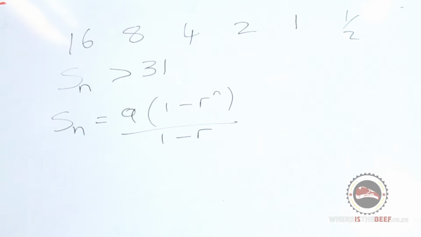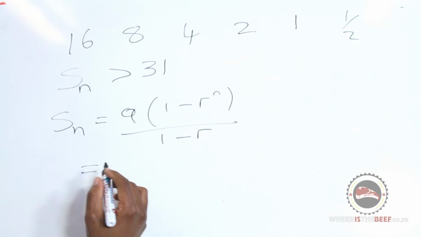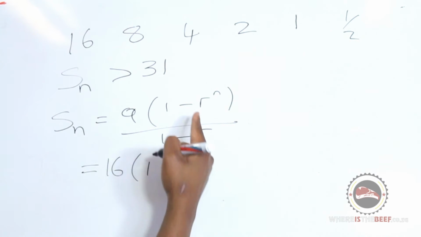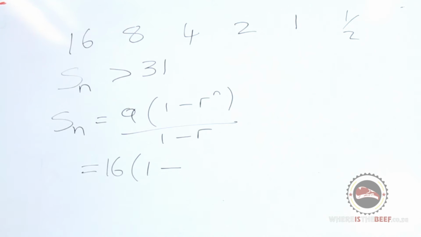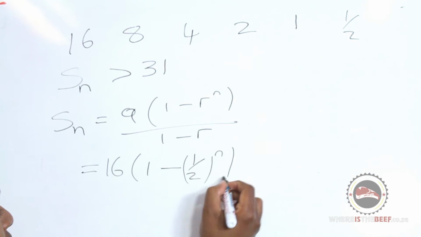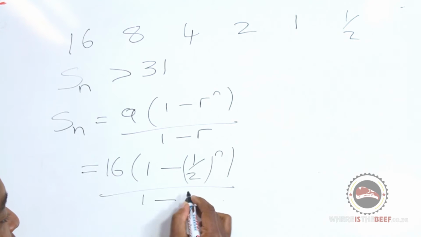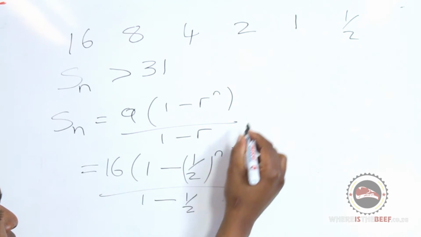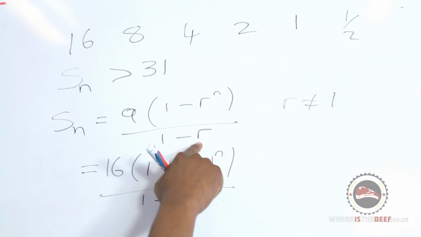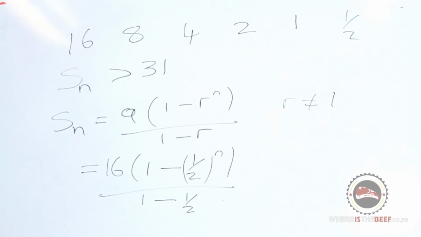So in this case, we have our first term being 16. I'm going to write that down. Our first term being 16. Bracket 1. What is our r? Our r we calculated from the previous question, which was 1 over 2, all to the power of n, divided by 1 minus 1 over 2. And please guys, remember, r can never be 1, because if you have a 1 here, then this whole thing is wrong. It doesn't make sense mathematically, because you'll be dividing by 0. Division by 0 is undefined.